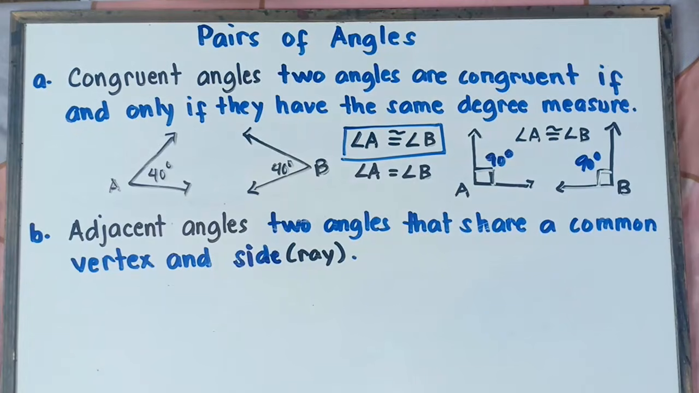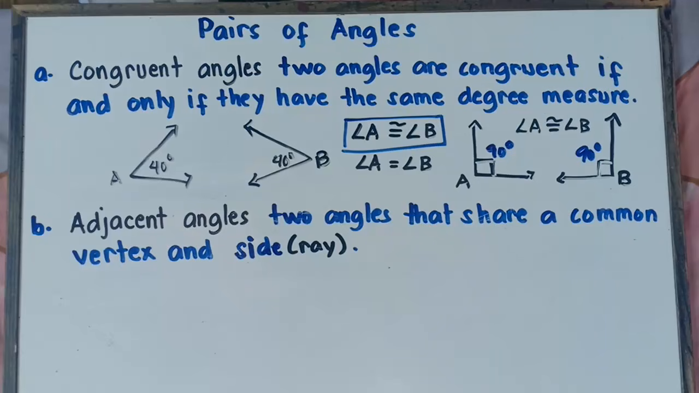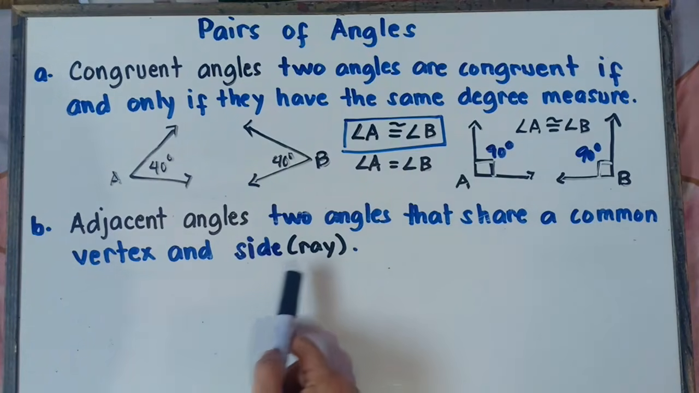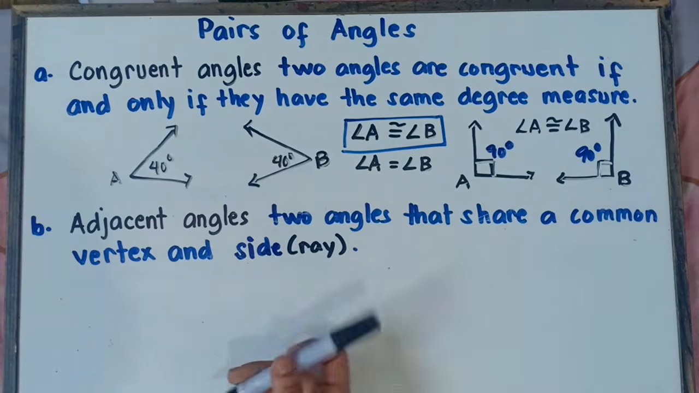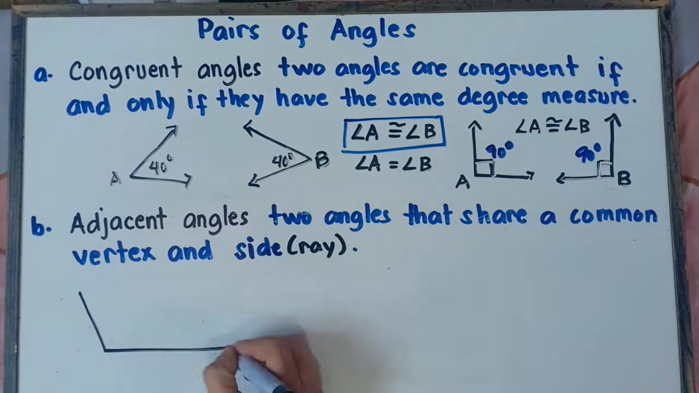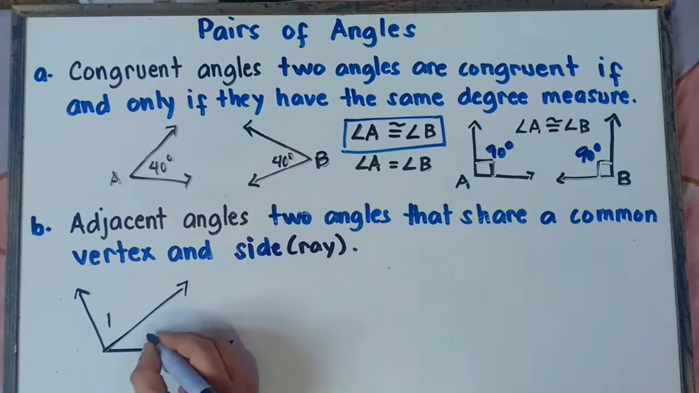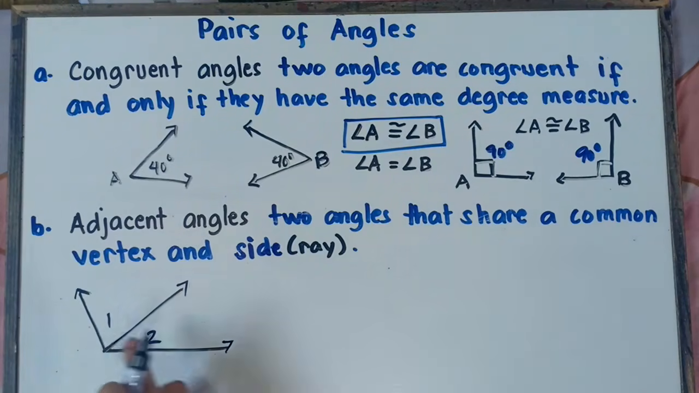Now let's talk about adjacent angles. What are adjacent angles? Adjacent angles are two angles that share a common vertex and a common side, or what we call a ray. Let's have an example. Right here, we have this given angle 1 and angle 2. Question: can we call angle 1 and angle 2 adjacent angles? Yes, we can call them adjacent angles.